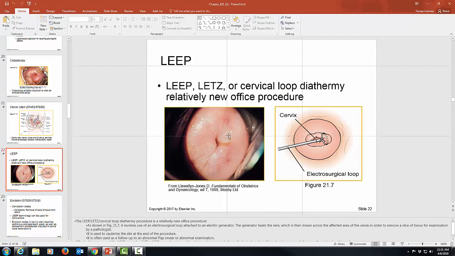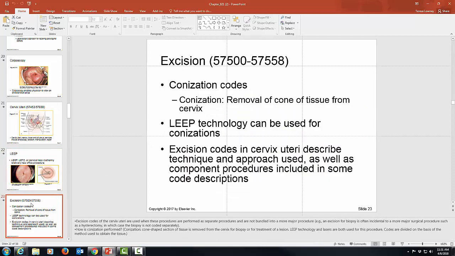Anyway, so this is a procedure that can be done in the office now. It does not have to be done in a surgical suite. It's used to cauterize at the site of the procedure, and it's often a follow-up to an abnormal pap smear or an abnormal examination. Then we have our excision codes.